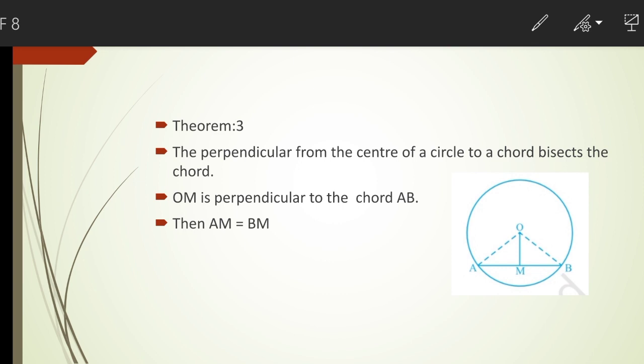The perpendicular from the center of a circle to a chord bisects the chord. That is, here in this diagram, OM is the perpendicular that is drawn on the chord AB. Then we can say that OM bisects the chord AB, that is, AM is equal to BM.